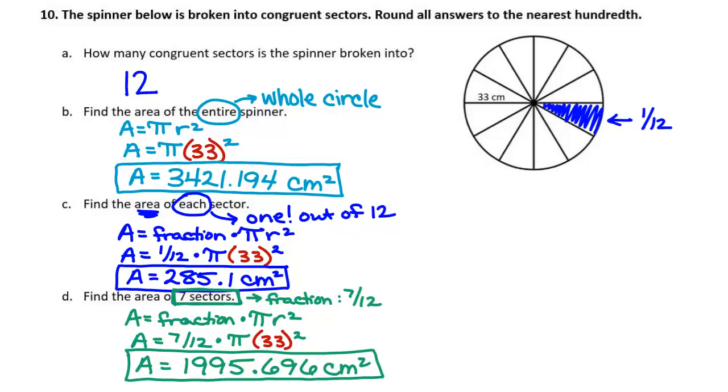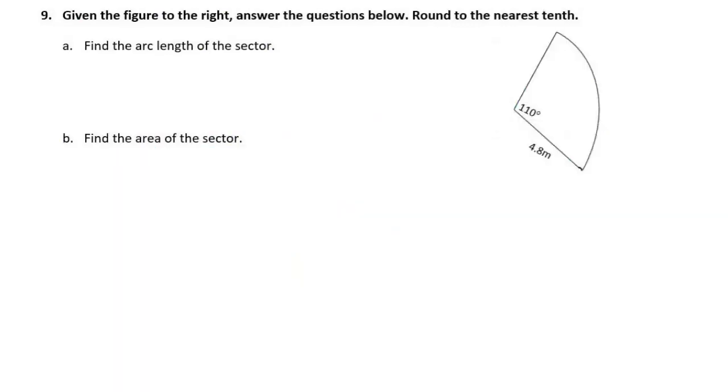Number 9, absolutely we can do number 9. Number 9, do I have a whole circle here? I do not have a whole circle. We have to figure out what fraction of the circle we are looking at. Since I don't have the whole circle, I can't see how many pieces the whole circle has been chopped into.